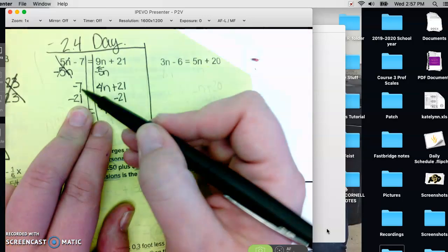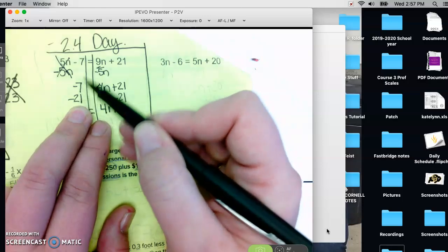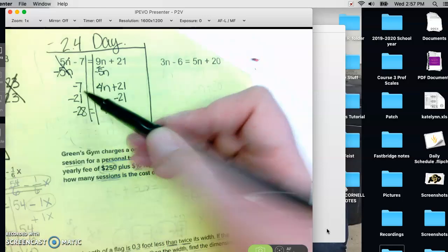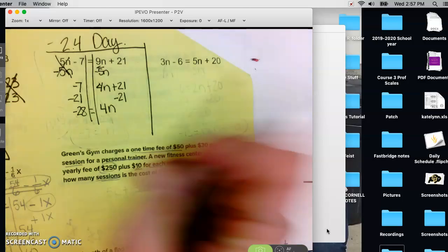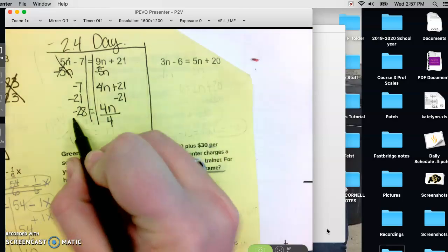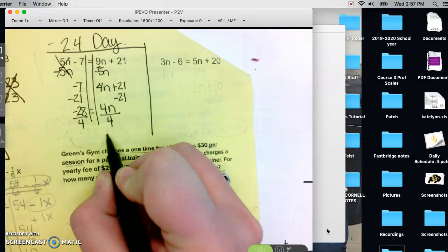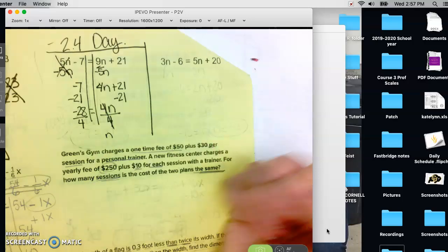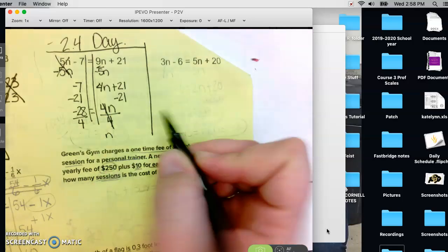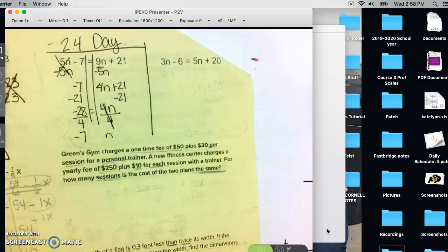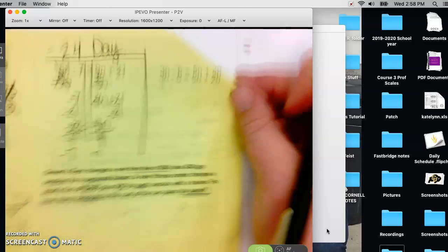Again, check this math with a calculator. Don't get it wrong just because you are too stubborn to use a calculator. Okay, divide by 4, divide by 4, n, because these cancel out or equal 1, so 1n or n equals a negative 7.